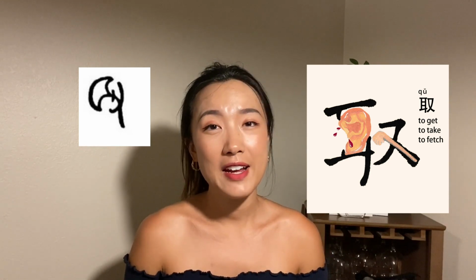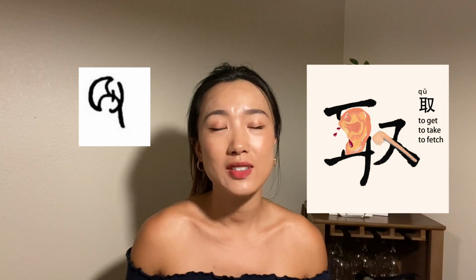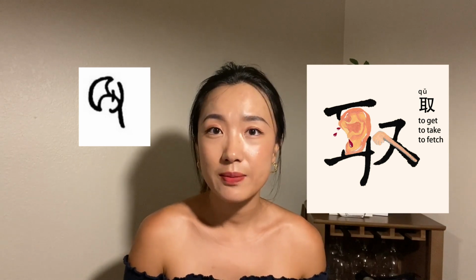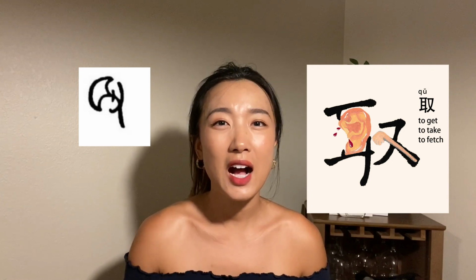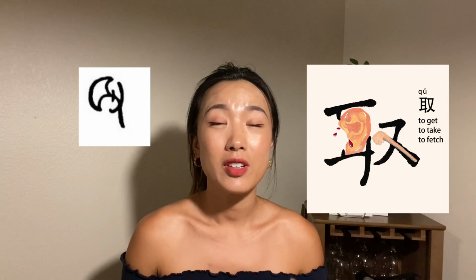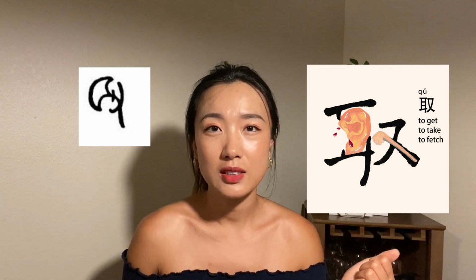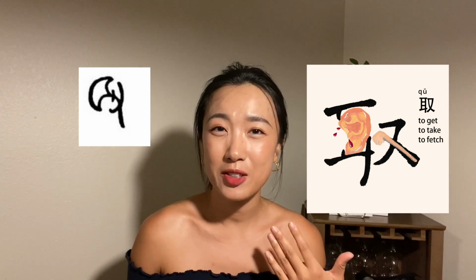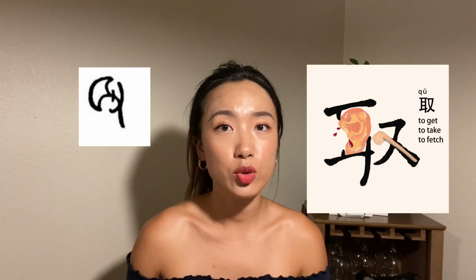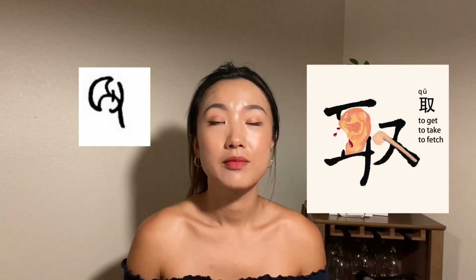The story behind it is that in ancient times, during wars or when people got into fights, they killed the enemies and cut off their ears to count. I know. So the number of enemies you got equals the number of ears you collect. So the original meaning is to get people, to kill enemies.